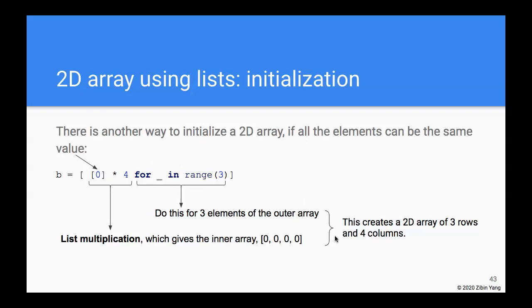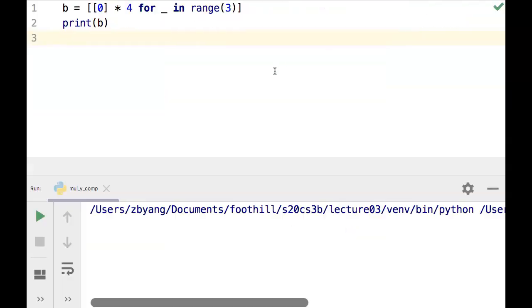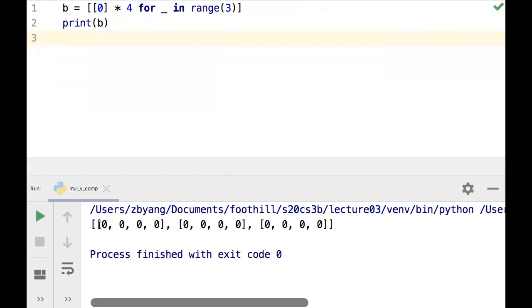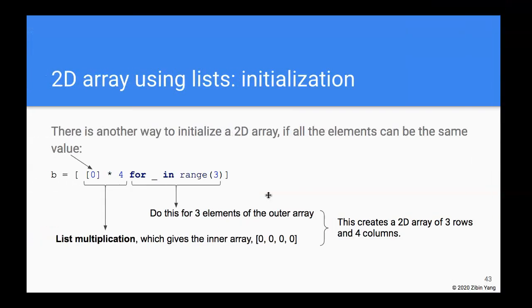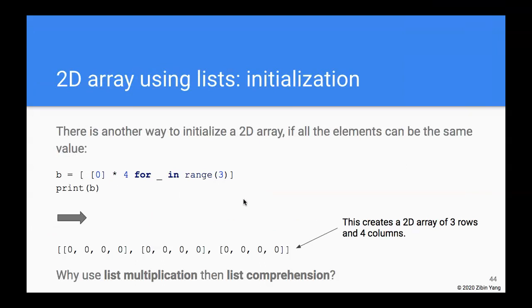So this effectively creates a 2D array of 3 rows, where each row is a list of 4 elements. I have the code here, and let me run that, and that's exactly what it is: a 2D array of 3 rows and 4 columns. You might wonder, why are we using list multiplication and then list comprehension? There is a good reason for that.